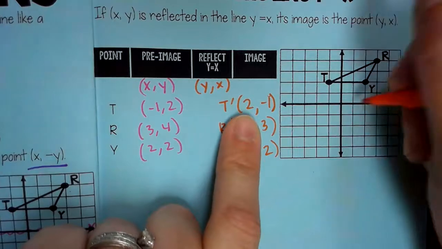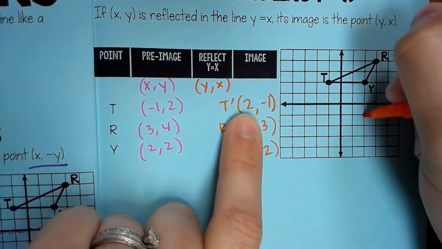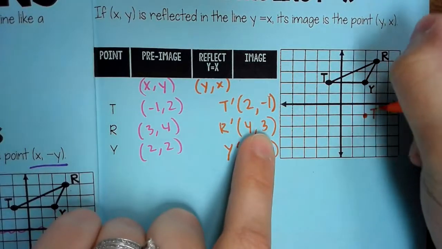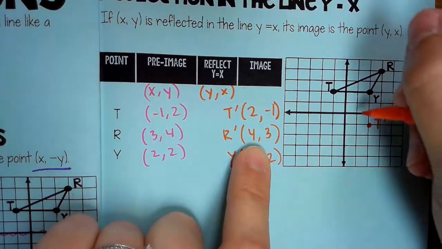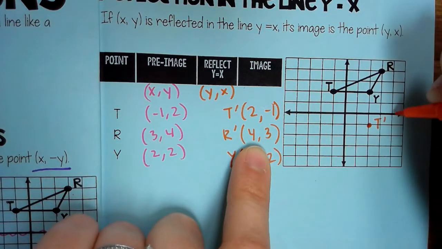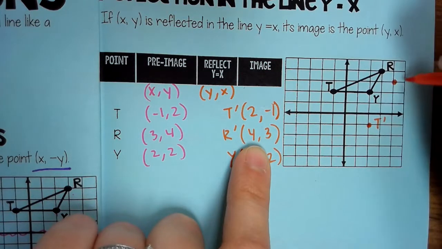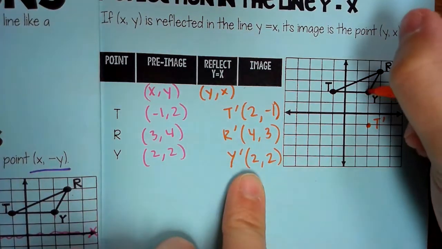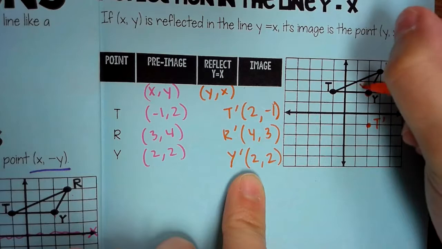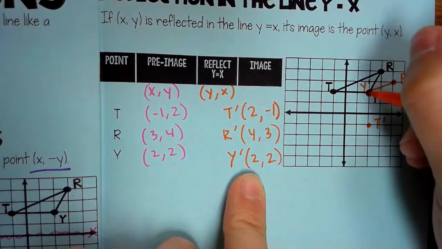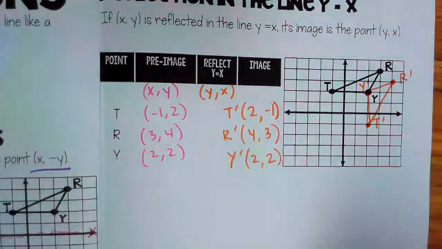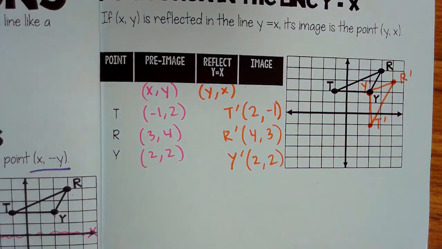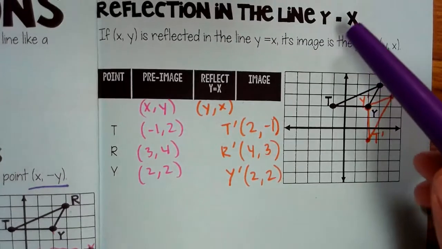T prime is (2, negative 1). R prime is (4, 3). There's my R prime. And Y prime is (2, 2). It stayed the same. And there is my Y prime. Okay, so there it is. There's my reflection. Okay, let me remind you, this one was about the line y equals x.